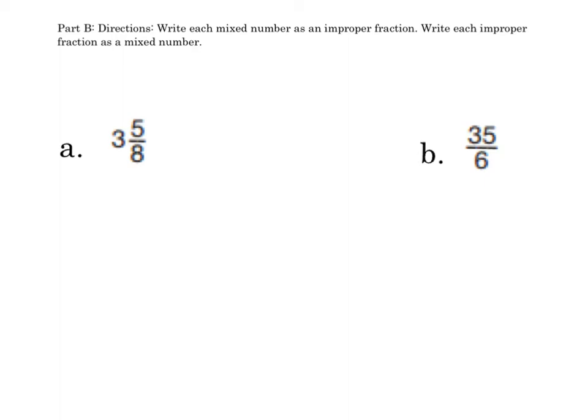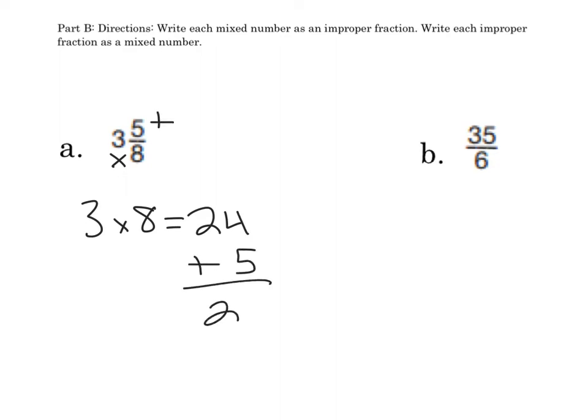Now on to part B. We are rewriting mixed numbers to improper and improper to mixed numbers. So remember, to make a mixed number improper, we multiply by the denominator, so 3 times 8, which gives me 24. And then we are going to add the 5, which gives me 29. And we keep the denominator the same. So the answer for this one is 29/8.